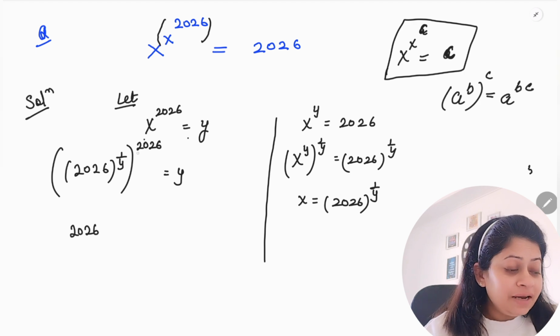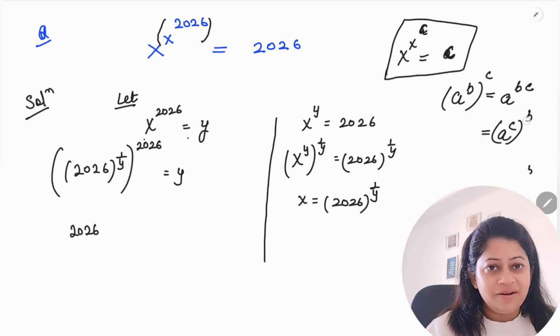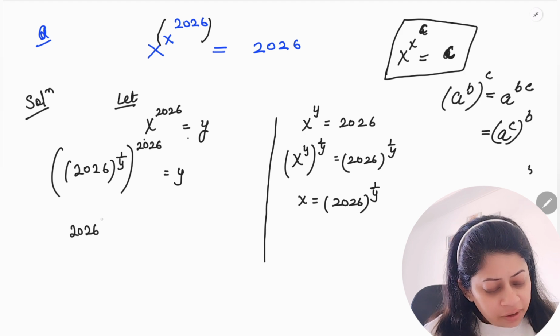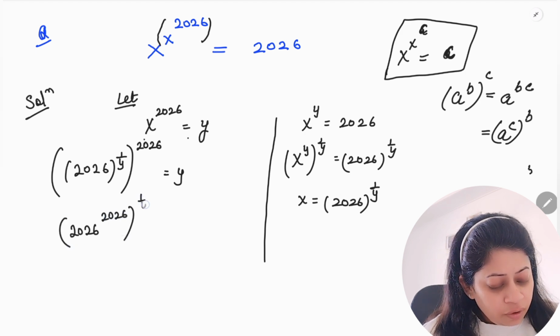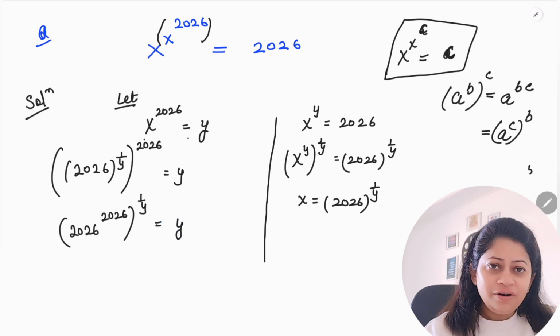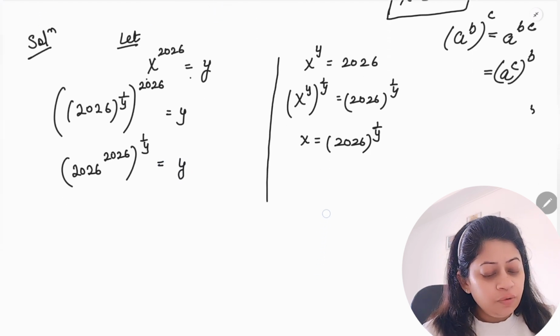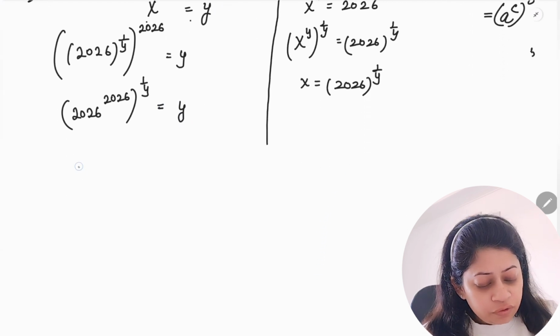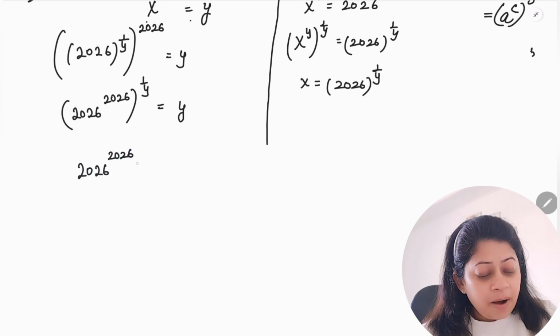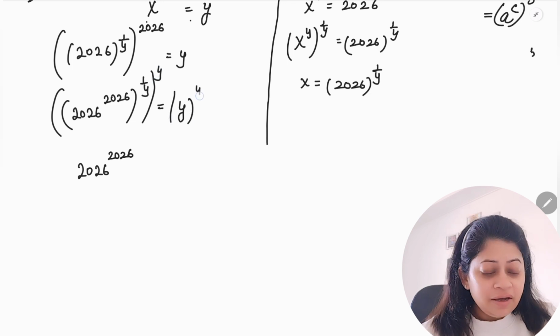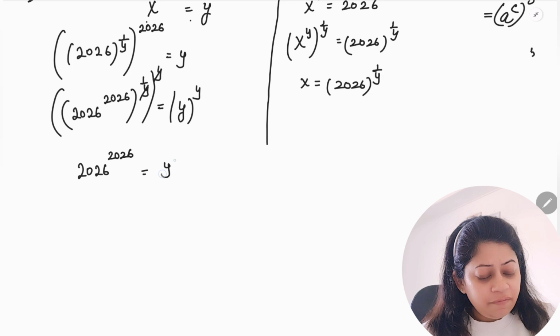Or what else can we do? I can write this as well, a raised to power c raised to power b. So I will just exchange these things. It would become this, right? Yes. So what will I do next? I have 2026 raised to power 2026. I take power y on both sides. Then this power will cancel out and we will get y raised to power y.